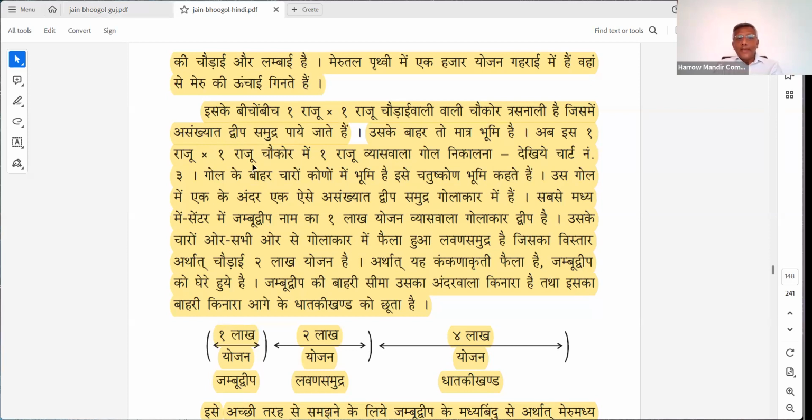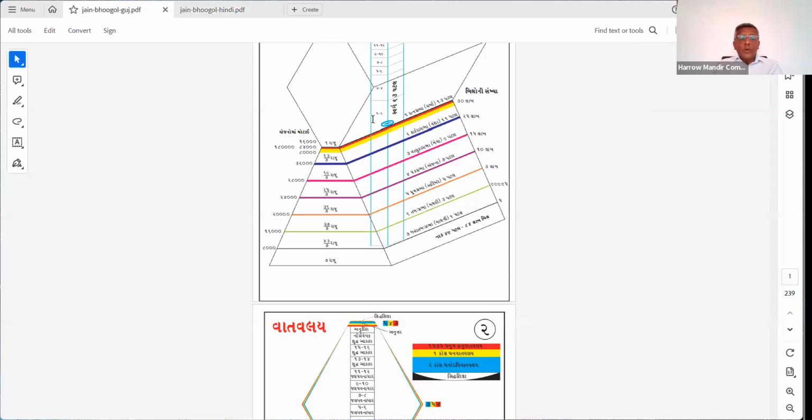So if we just start reading from here, in the middle there is a one Raju by one Raju wide square trasnali in which uncountable islands and oceans are found. What we are doing is concentrating on this area. Can you see this cursor? The whole Middle Earth is one Raju by seven Rajus, which we are ignoring. What we are now talking about is the one Raju by one Raju area right at the center here.